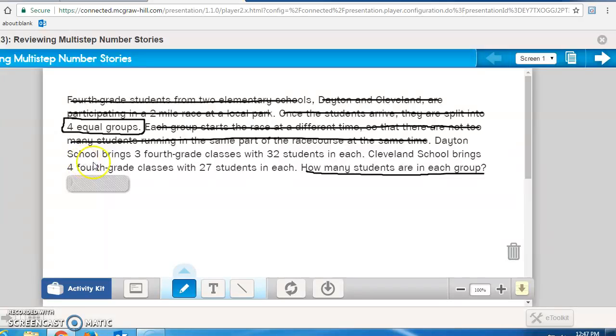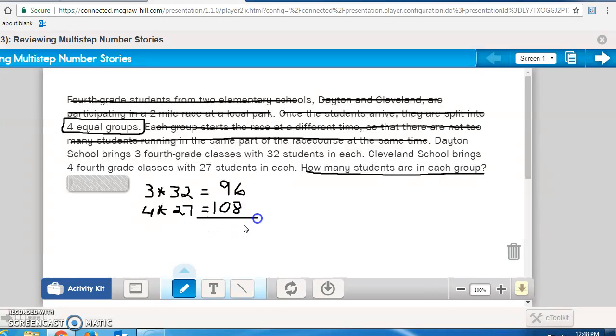So it said if Dayton School brings 3 fourth grade classes with 32 students each, okay, that's important because that's telling me how many students in all there's going to be. So I know by multiplying 3 times 32, my answer is 96. And that Cleveland School is going to bring 4 fourth grade classes with 27 each. And when I multiply 27 times 4, I'm going to get 108.